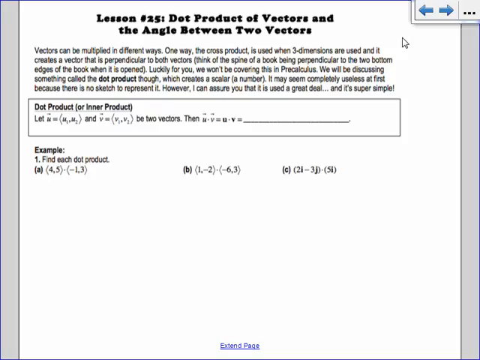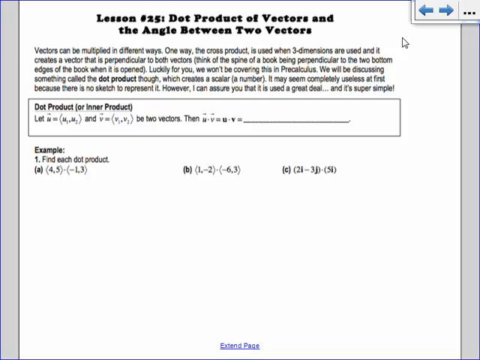So luckily for you, we're not going to do cross product, but we are going to do another type of product, which is super simple. We're going to be discussing something called the dot product. What this does is it creates a scalar, which is a number. And this number seems completely useless at first. Like, there's no geometric representation of it, so it doesn't create a perpendicular vector or anything like that that you can see on a picture. However, I can assure you that it is used a great deal, and like I said, it's super simple.